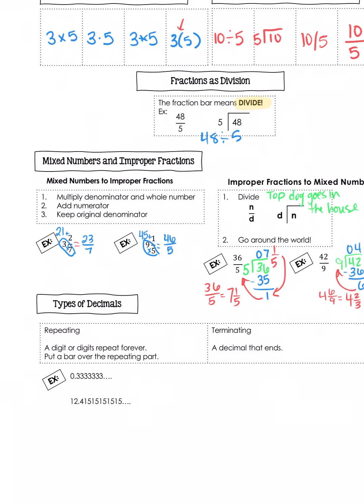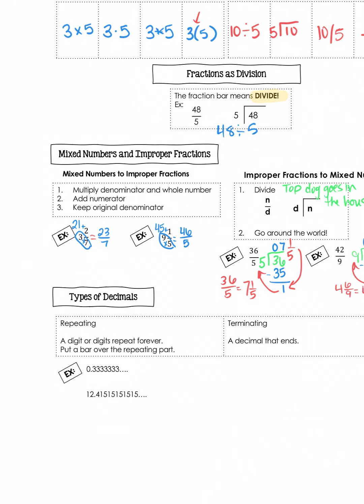Okay, types of decimals. You have 2 types of decimals that we're going to talk about. That is the repeating decimal and your terminating decimal. A repeating decimal is just a decimal that has a digit or digits that repeat forever, and you just put a bar over the repeating part. Terminating is just simply a decimal that ends, so you'll get a remainder of 0.